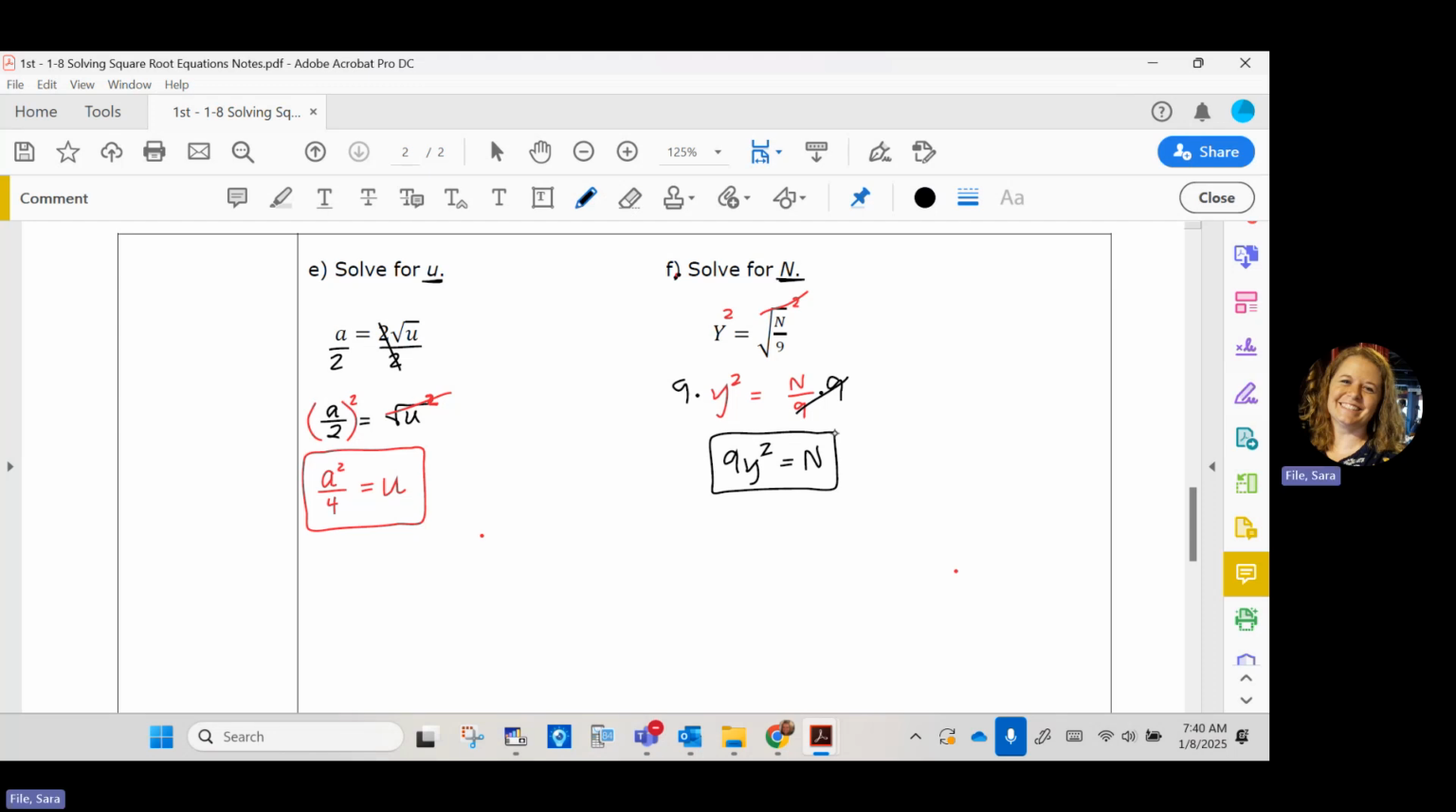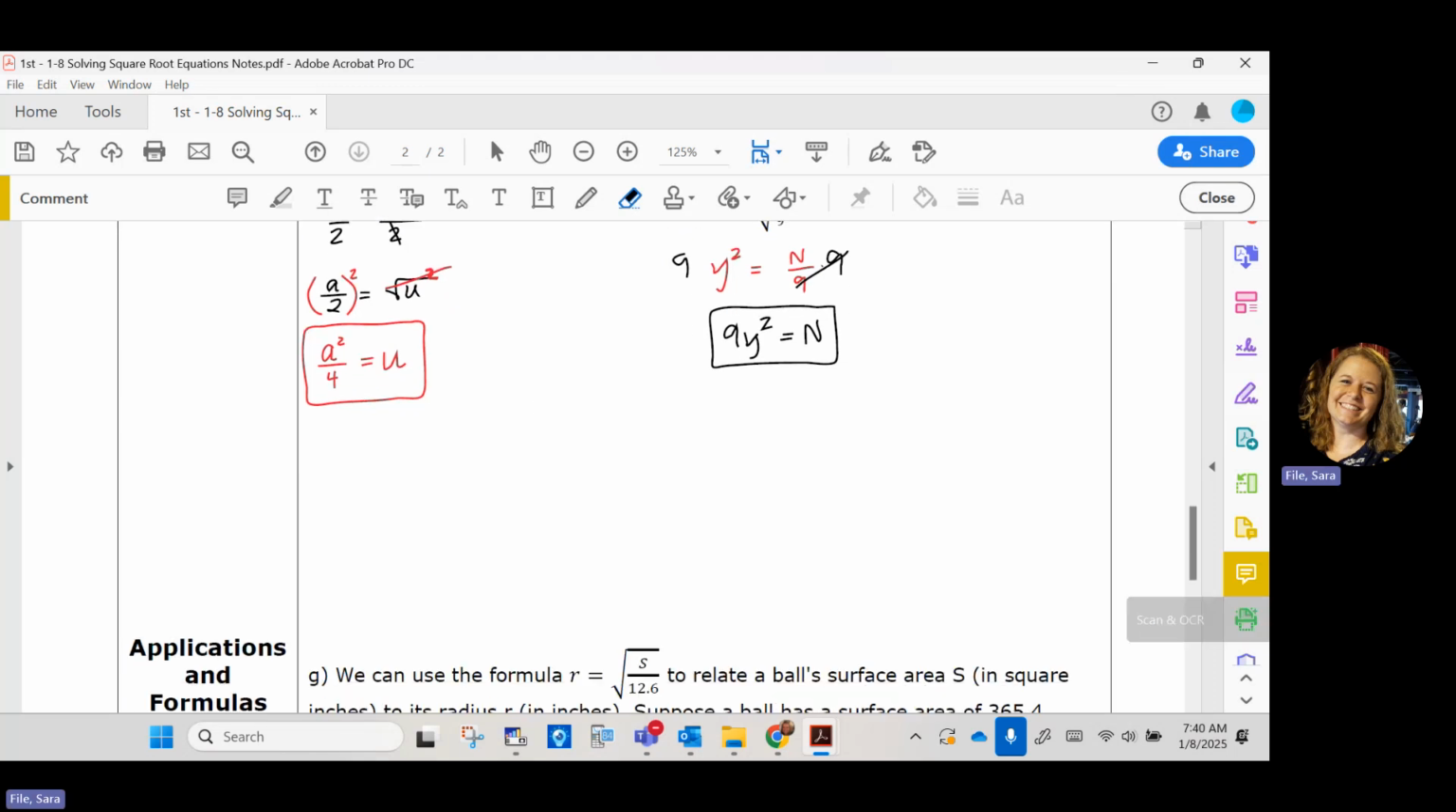Okay, so that is just practicing the algebraic steps, making sure you know the order in which you have to do things to solve. And especially here, knowing that when you square both sides, you have to square the entire side, everything over here. Okay, use those parentheses.